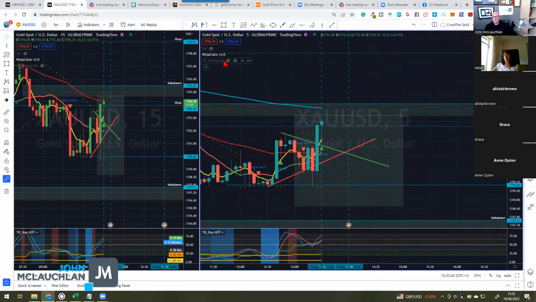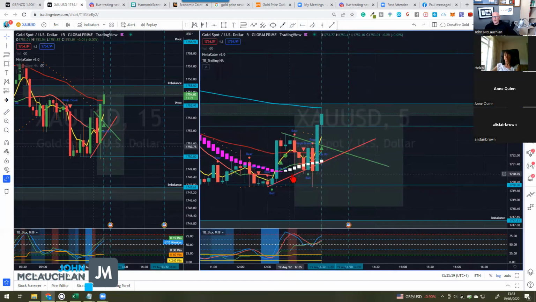Let me just put this on. So this is the trailing Heikin-Ashi, and I've just started testing it, so I've just started doing the analysis on this. But what I found interesting is with the white candles, with the white Heikin-Ashi, you can potentially stay in trades longer. It gives you a bit more confidence about staying in trades longer.